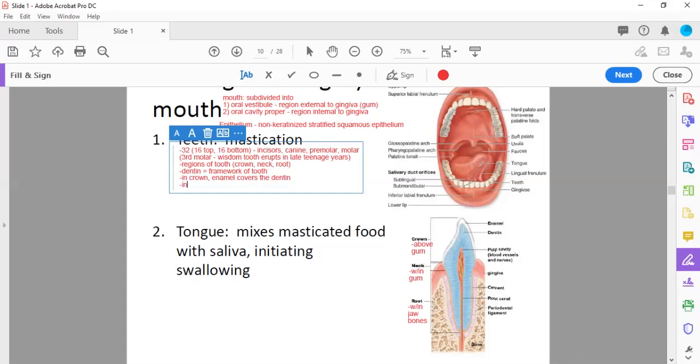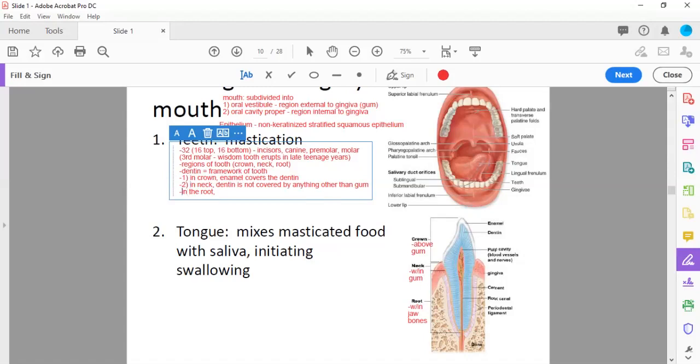So in the neck, the dentine is not covered by anything other than the gum. And so the gum basically is covering the dentine. In the root, so these are the regions that we have: the crown, the neck, and the root. Okay. So in the crown, the enamel covers the dentine. In the neck, the gum covers the dentine.